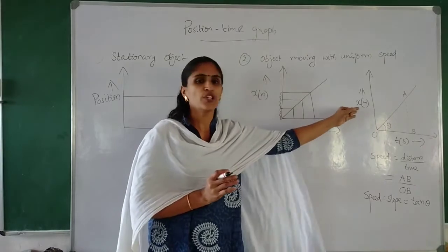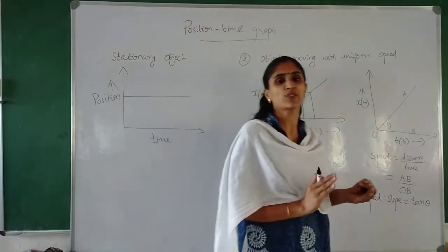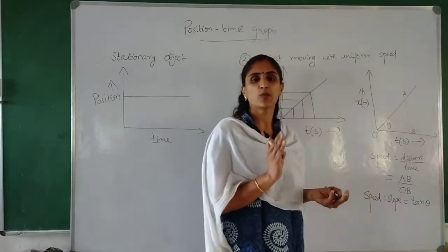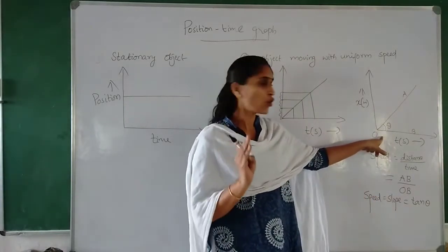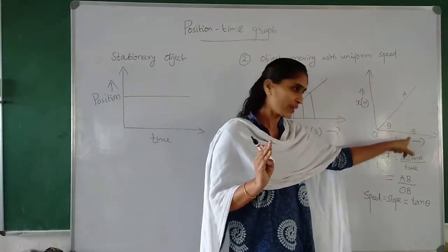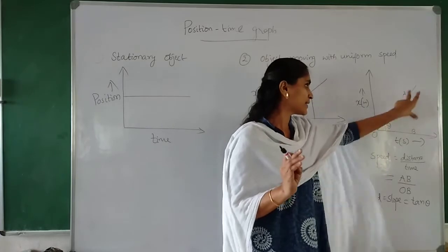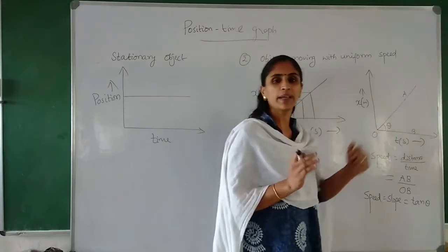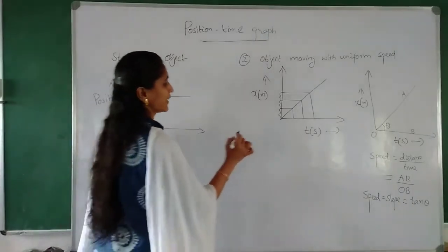Either it will be position or distance, whatever it is marked, not a matter, since the object is moving in a straight line. I told you speed and velocity will be same. So here we can find by the slope, or you can draw a straight line perpendicular to time axis. You can measure this distance, this length and this length, so AB by OA. Sometimes in graph they will give like this.